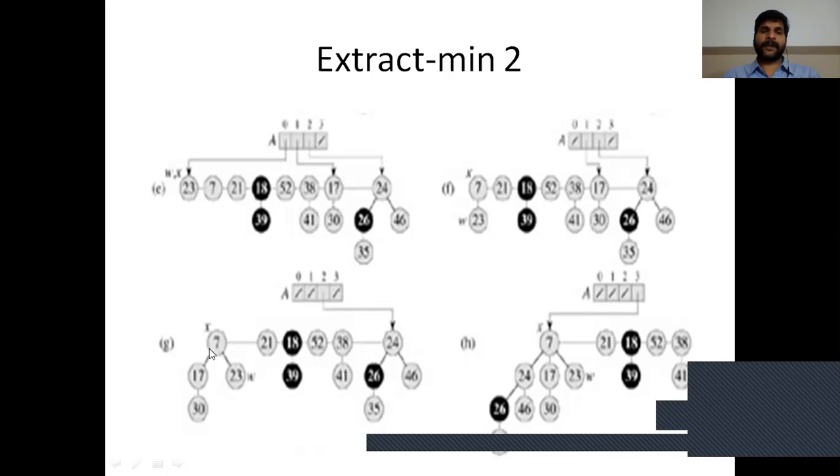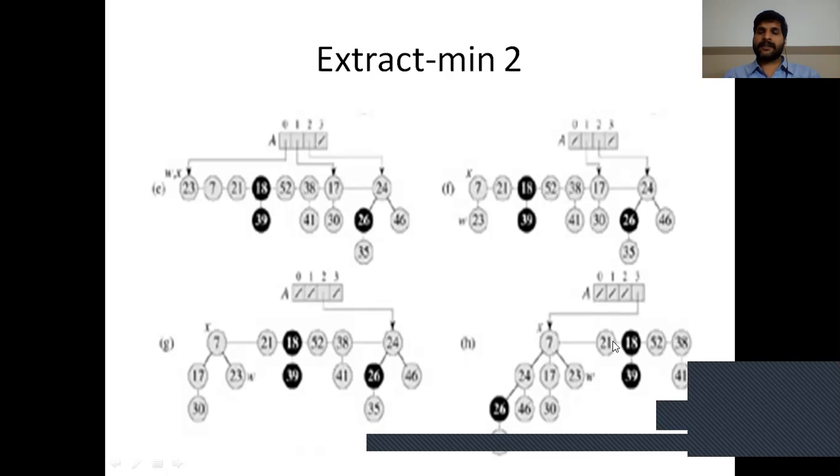So we compare 7 and 24. 7 is the minimum. So 24 becomes the left child of 7. Now the degree of 7 becomes equal to 3. So the new database stores the degree of 7.